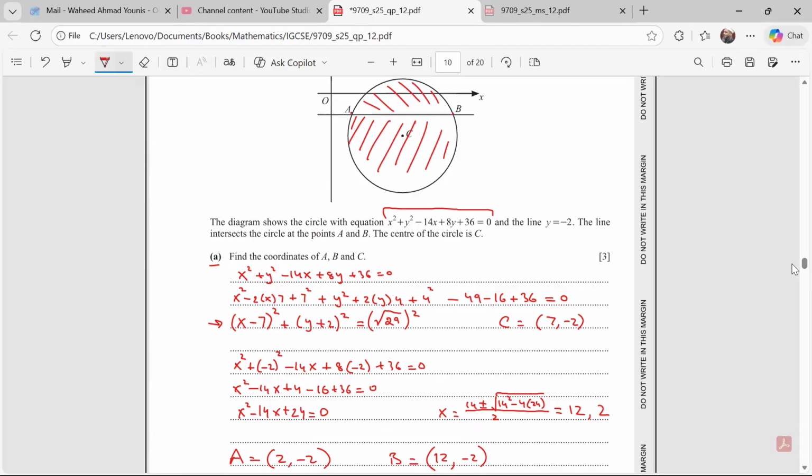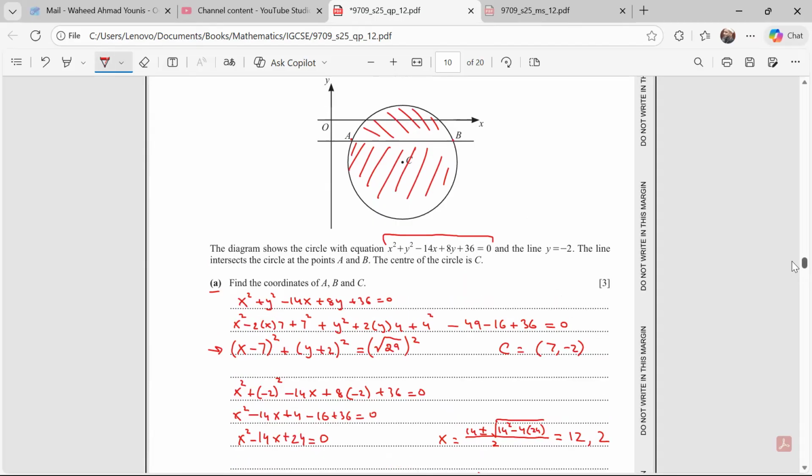So what I will do, I will find the area of this smaller part and subtract it from the area of the circle. Now, the area of the smaller part is not easy to calculate. I can calculate the area of the sector ABC, this whole sector. From this sector, I can subtract the area of this triangle. I hope you know what I'm trying to do.